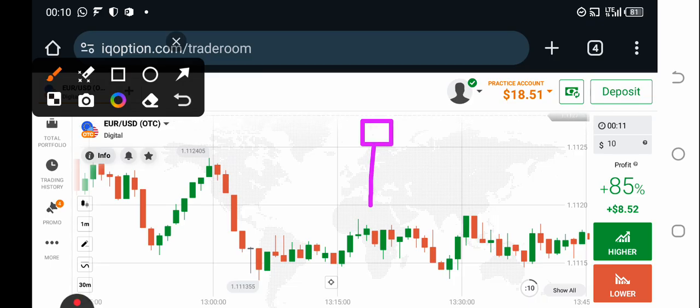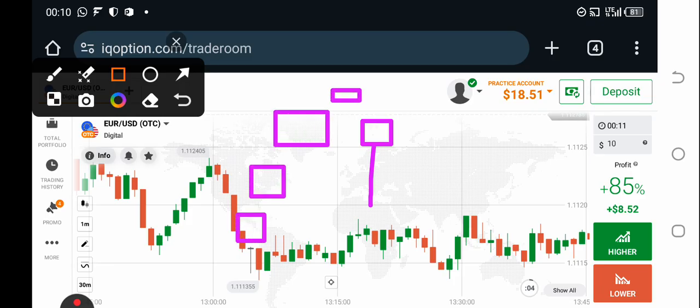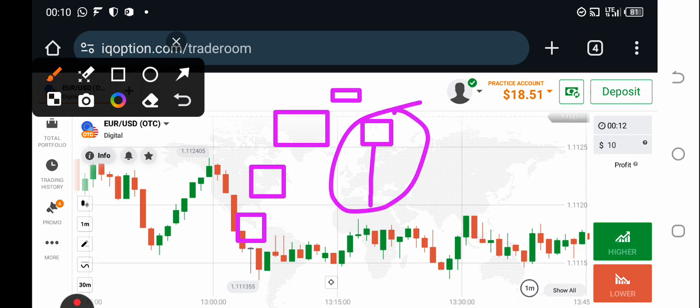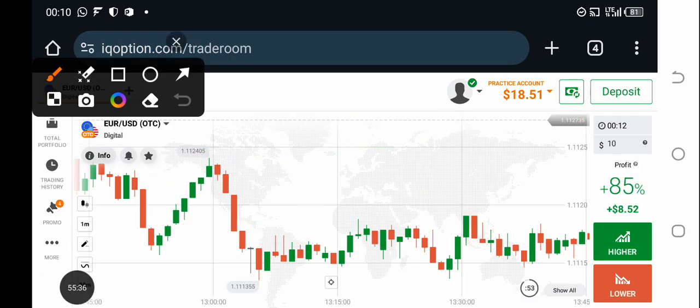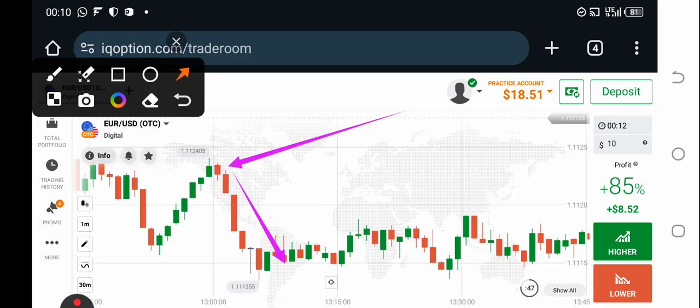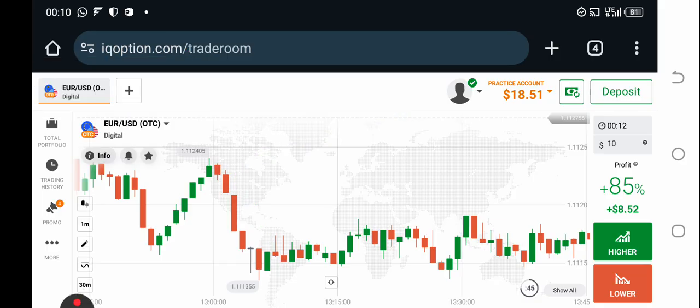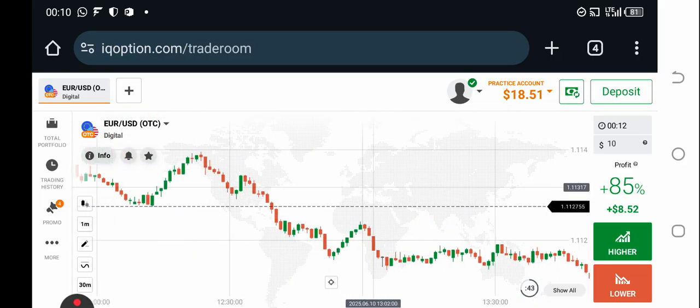Okay, having seen market moves like this, like this, like this, and this particular candle now appears. You can see the market was going up like this, and then suddenly this hanging man appeared, indicating the market wants to reverse.